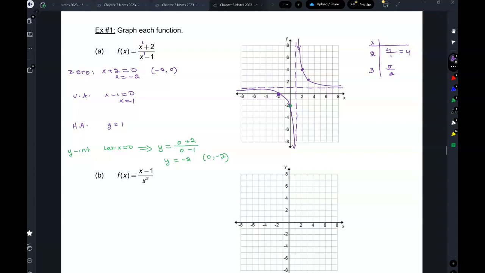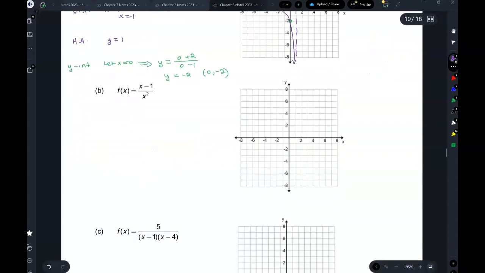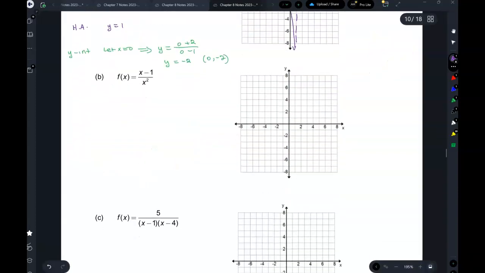Well, these I already had, and then here, I kind of chose randomly. Okay, so we know the domain is all real numbers except what? X can equal 1, and then the range is all real numbers except y equals 1. Okay, so let's go ahead and graph this one.